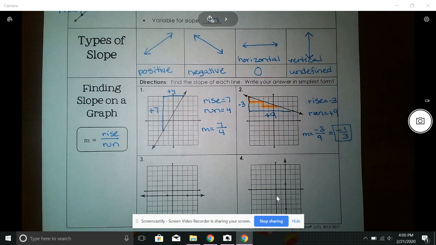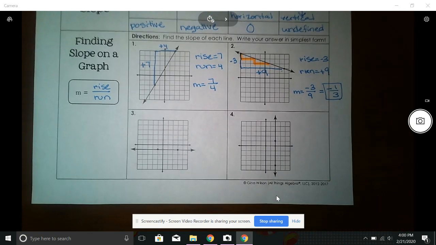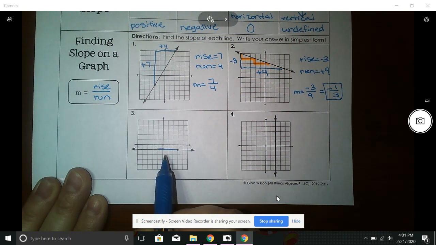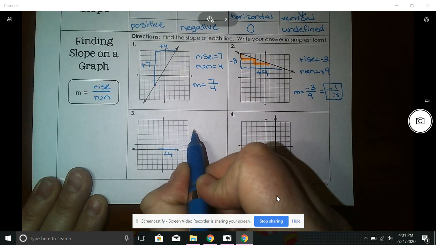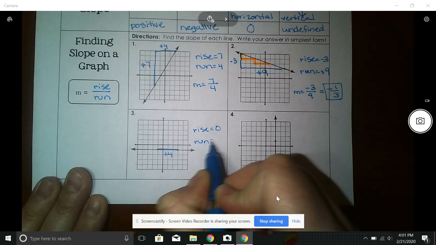Let's chat out a few more examples of slope. Look at example number 3. This one's a little odd. If I try to draw in my rise and run, I'm not going to be able to go up or down. I can only move to the right. So that's moving in a positive direction 4. That means my rise is 0 and the run is 4.